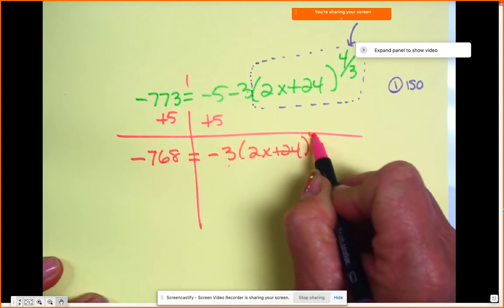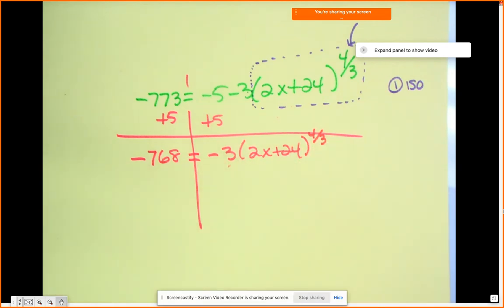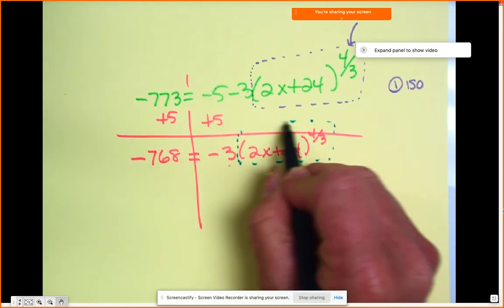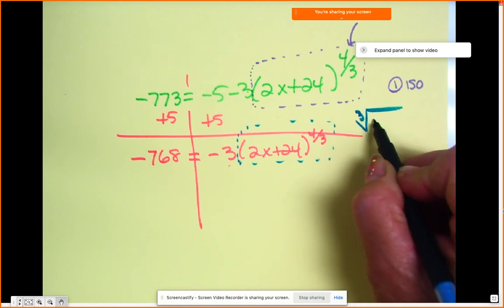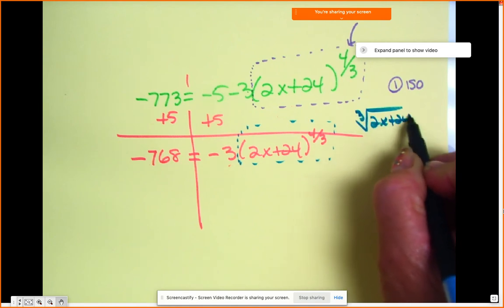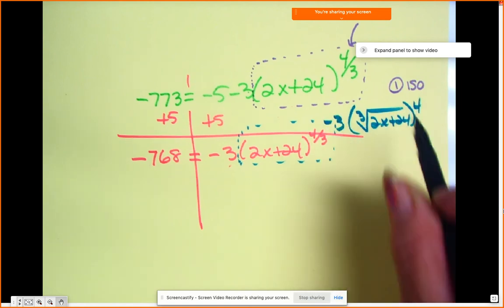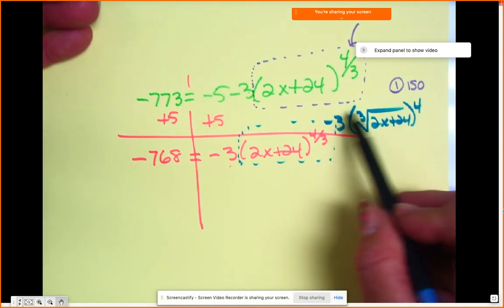Now the question Miriam, I think it was Miriam, was asking, can I just distribute here? No, you can't. Here's why you can't distribute. This term right here is really this. It's a cube root of 2x plus 24, all of that to the 4th power. And then this negative 3 is out front. This can't distribute there. It just doesn't. It can't go through the radical.